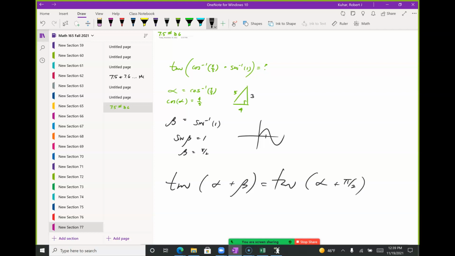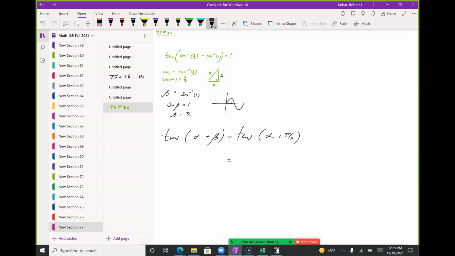Oh, I didn't want to use the tangent. Let's see what happens if I use the sine and cosine, right? So I really have sine of alpha plus pi over 2 over cosine of alpha plus pi over 2. This is good for you to be able to do this. So what do I use upstairs? I use my sine of alpha plus beta. And for downstairs, I use my cos of alpha plus beta.